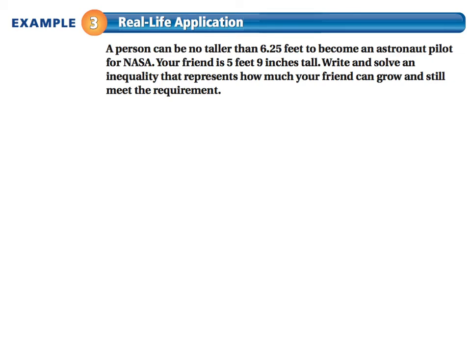So step 1, I'm going to let x equal the possible amounts your friend can grow. So x is the possible amounts your friend can grow. So how tall is your friend right now? Okay, well, it's 5 feet 9 inches. So we know your friend can grow X amount from 5 feet 9 inches.